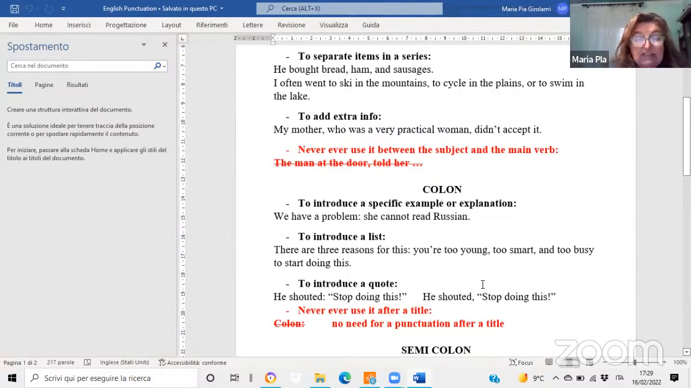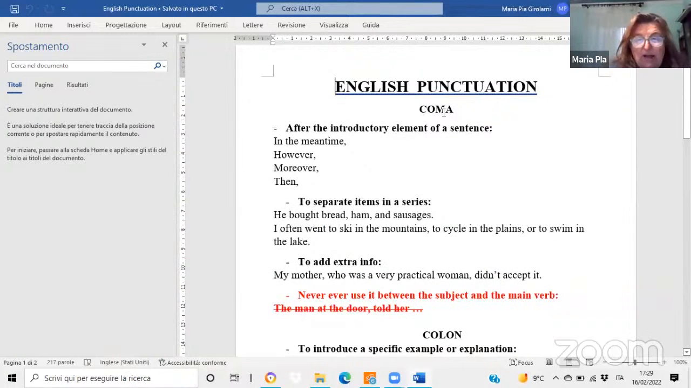Never ever use it after a title. Okay, no need for any punctuation after a title. See, colon is a title. No need for a full stop or a colon or whatever. Comma is a title, so no need for a full stop or a colon or whatever. English punctuation, that's a title. No need for a full stop or a comma, okay? In the titles, you don't need any punctuation mark.